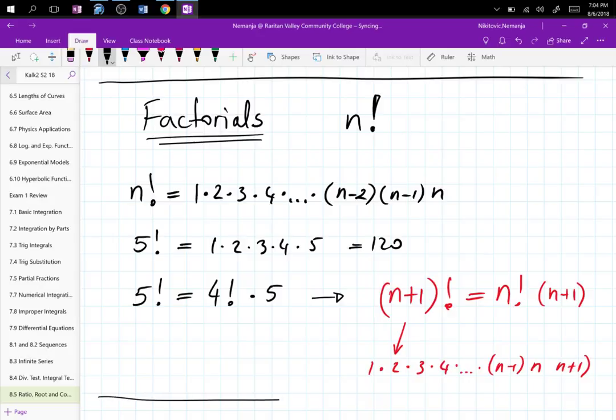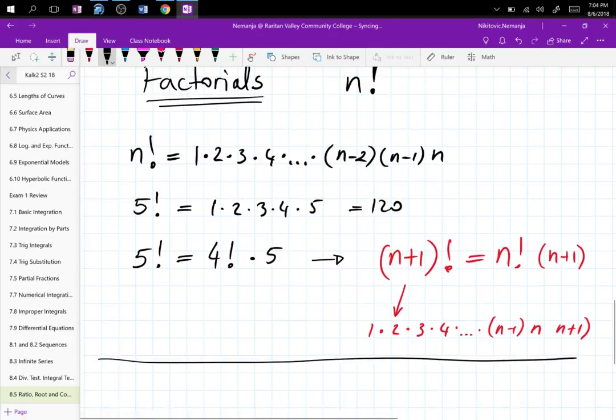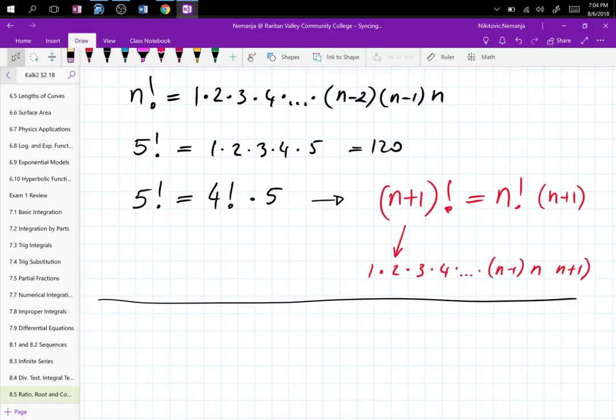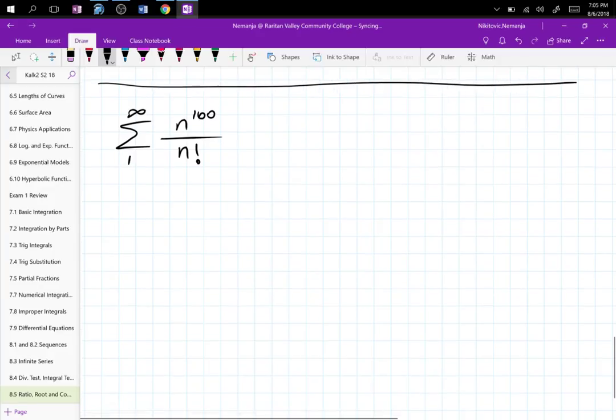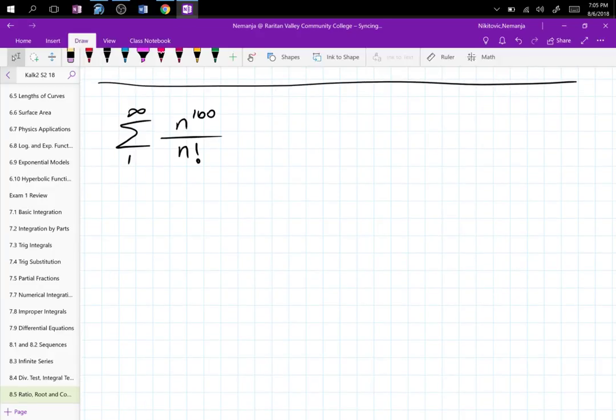Factorials are important, obviously, for your computer science and all that stuff. So you have to be able to work with these things. So now I'm going to have a series that is n to 100 divided by n factorial, starting at 1 going to infinity. So now, you see, students that don't want to learn, they use the intuition, they get it wrong, and rightfully so, right? So, what can you do?